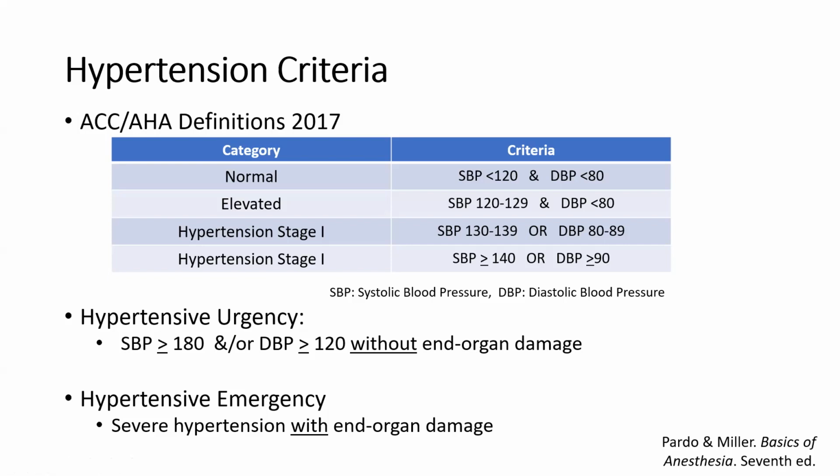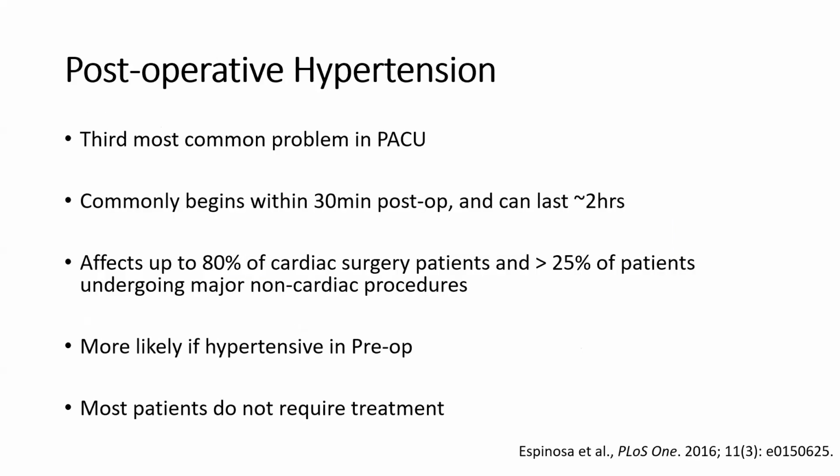Now, a hypertensive urgency can be treated with oral medications, but a hypertensive emergency is severe enough to require bringing down your blood pressure with IV antihypertensives. So shifting more to the PACU setting, post-operative hypertension: I'm sure all of you are familiar with seeing patients with nausea or respiratory difficulties. Those are probably more common than hypertension in the PACU, but it's still a very common problem.